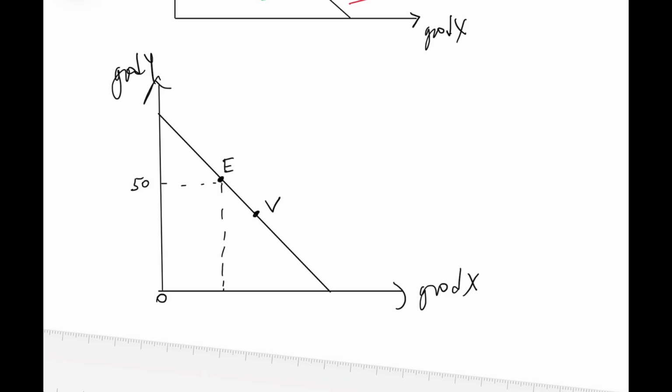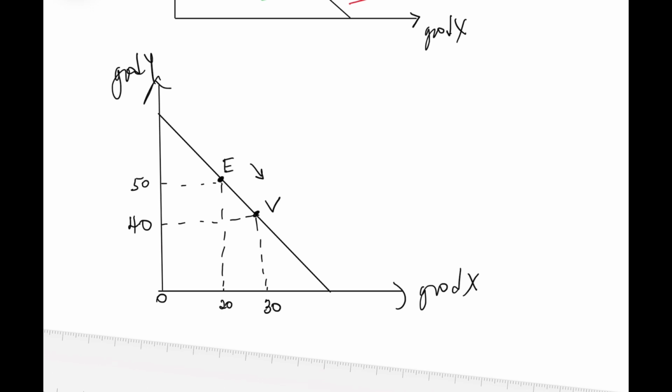Say we have 50 units of good Y and 20 units of good X at point V. If we want more of good X, we are going to want to move in this direction. But as we get more of good X, we have to give up some of good Y. So if you want more of good X, you're going to get here where you have 10 more units of good X that gets us up to 30, and 10 fewer units of good Y.